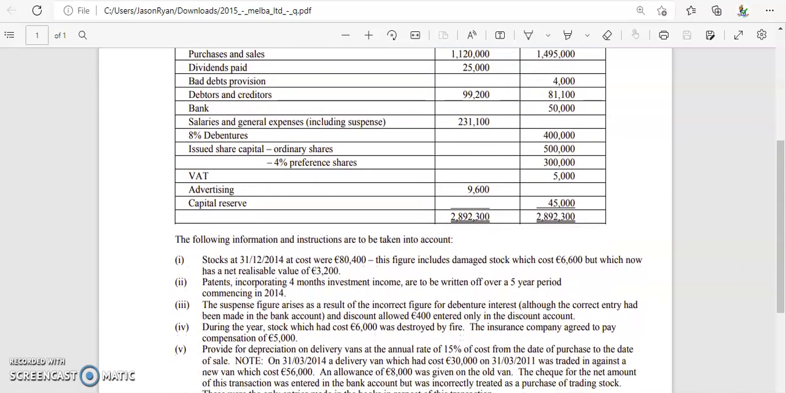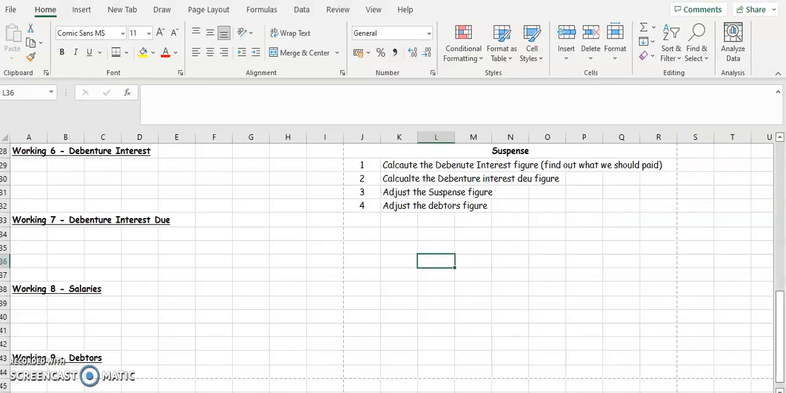Although the entry had been made in the bank account, discount allowed 400 was entered only in the discount account. So discount allowed, we're reducing the amount of money that we're owed from debtors. So we need to reduce our debtors by 400 as well. So when we're doing this adjustment, 4 steps. We're going to calculate the debenture interest figure, find out what we should have paid, and make an adjustment to our debenture interest figure and the suspense figure.